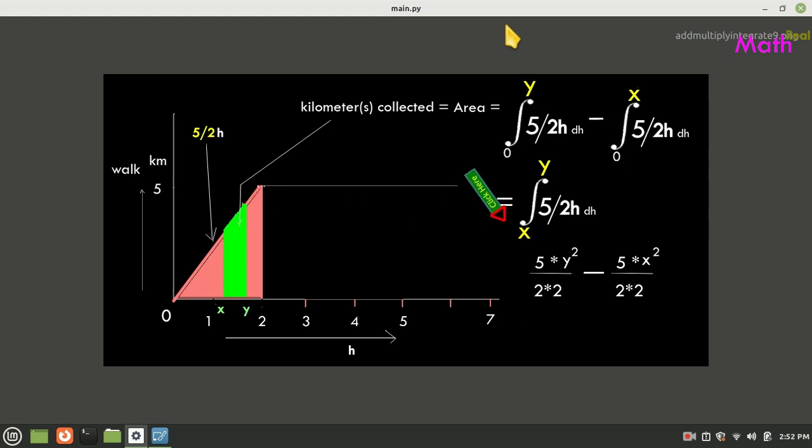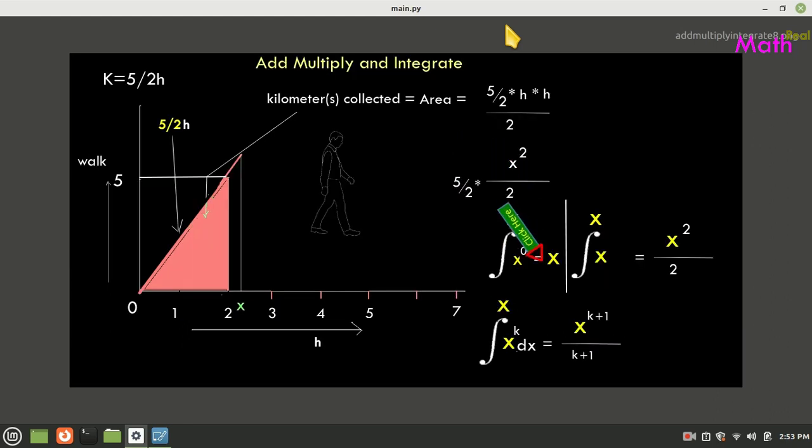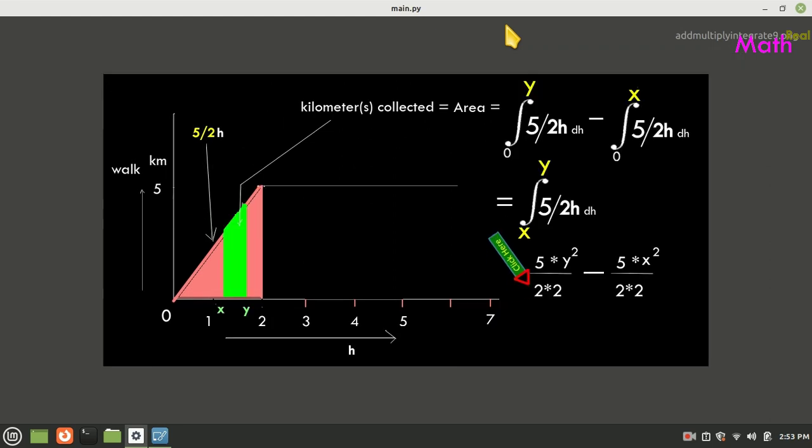That is the integral from 0 to y of 5 by 2 h dh, minus the integral from 0 to x of 5 by 2 h dh. Same thing. This bigger area minus the smaller area will come as x to y. So as per the calculation, we came up with a formula. That formula we can apply, and we can just substitute the values of y and x. How many kilometers he walks between x hours and y hours would come like this.